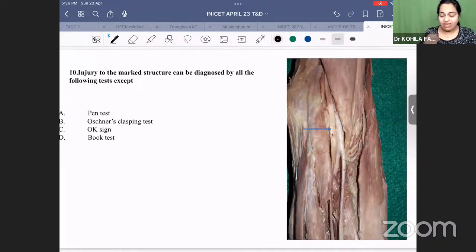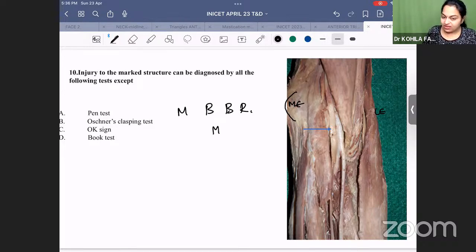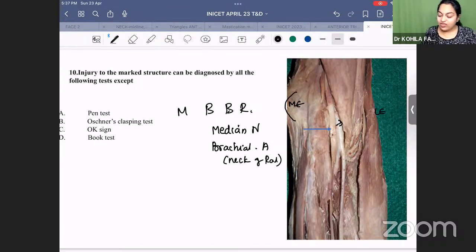So you can identify the medial and the lateral here. This protruding part is the medial epicondyle. Here you'll have the lateral epicondyle, and you know MBBR, right? So what is the pointed structure here? The median nerve, right? And the one next to it is the brachial artery. What is the level of termination of the brachial artery? Neck of radius, okay?